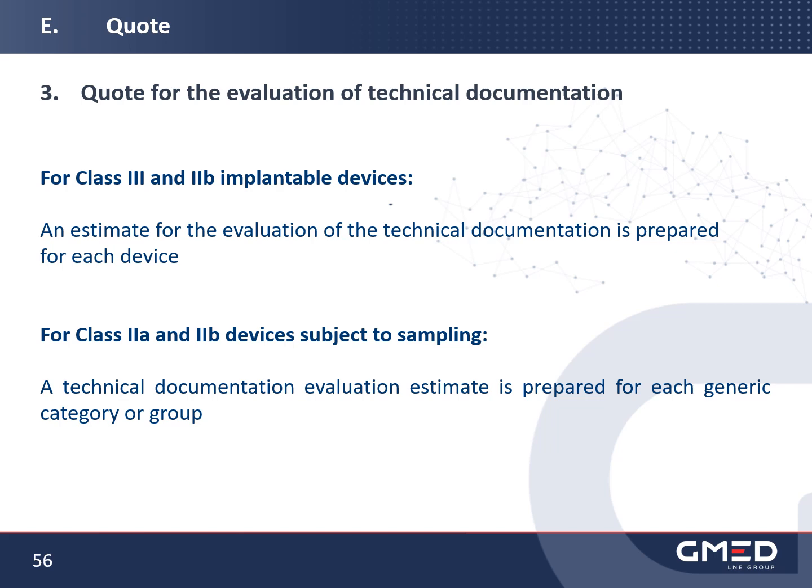Each year, according to the sampling plan established after the issuance of the certificate for the Class 2A and 2B devices concerned, one or more quotations for the evaluation of the technical documentation are sent to the manufacturer for one or more devices. These quotes do not include the identification of the selected device or the corresponding generic category or group, only the generic name of the devices is indicated. Please note these estimates only cover the evaluation of the technical documentation and do not include an evaluation of any additional elements. However, a daily rate is indicated for possible subsequent evaluations of additional elements.